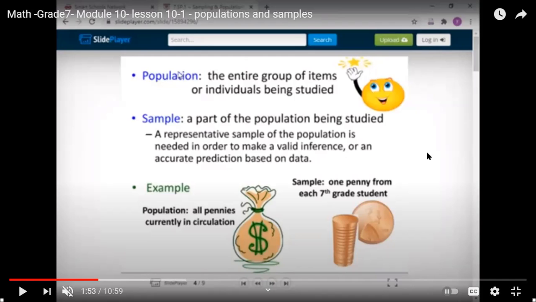Okay. In front of you now, you have an example. We want to know what is the population and what is the sample. Hello, grade 7. Yes, miss. What is the population and what is the sample in this example in front of you? Miss, can I say it? Okay, Ibrahim.